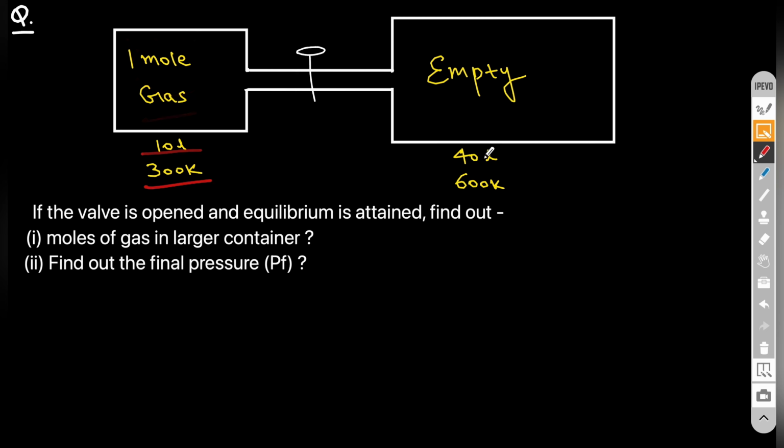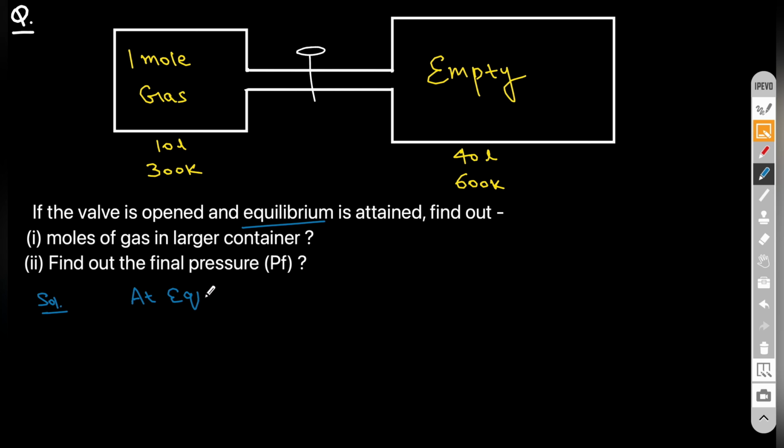We have gas in the left container, whereas the right container is empty. The condition is given for volume and temperature. When the valve is removed and equilibrium is attained, find out the moles of gas in the larger container, which is the right one. Okay, and find out the final pressure. So let's solve it. We'll draw the diagram of the condition at equilibrium.